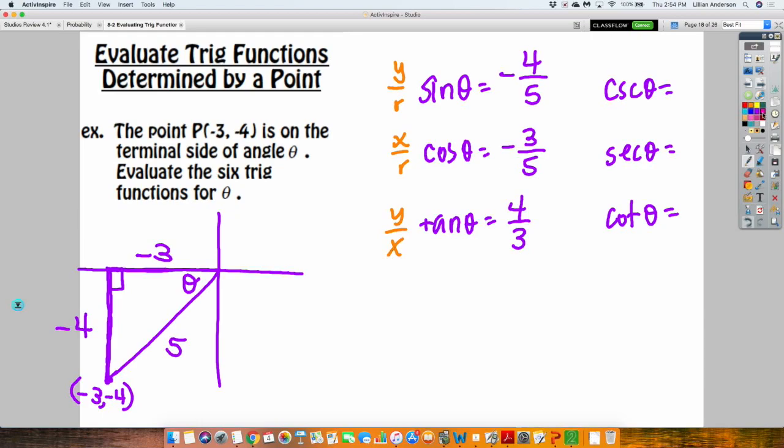These, once you've done these, are just the flips. What's cosecant? Negative 5/4. Secant, negative 5/3, and cotangent, because all you do is you're taking their counterparts and flipping them. And that, dear students, is how you evaluate trig functions of any angle or any point.